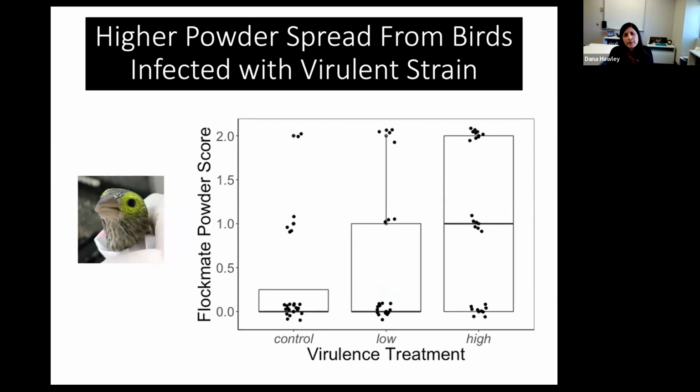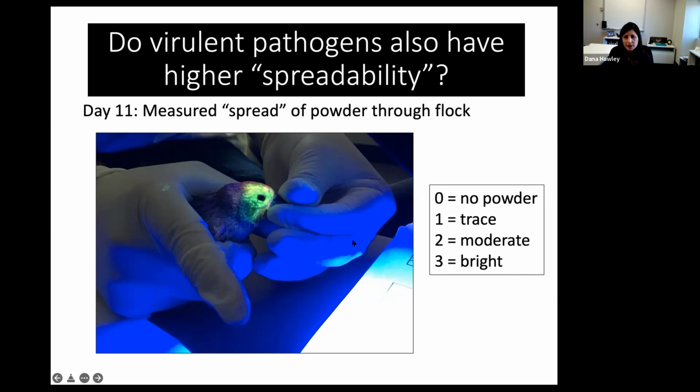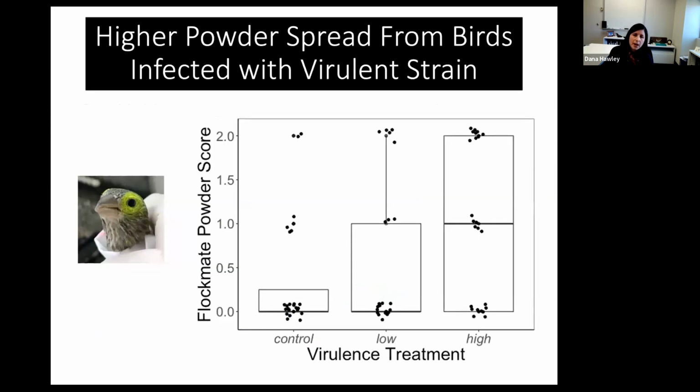This is the amount of powder score on the flock mates. So I need to adjust these axes, because you can only have a value of 0, 1, or up to 3, but we only got flock mates that went up to this moderate score. We didn't get any bright scores. So these data points represent flock mates in each case, and the virulence treatment on the x-axis here is the index birds' treatment. So the flock mates themselves were not treated, but they received powder from these index birds, which hopefully makes sense. So this was our measure of spreadability.